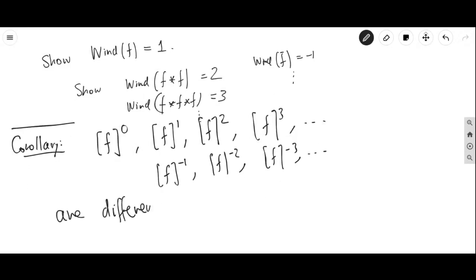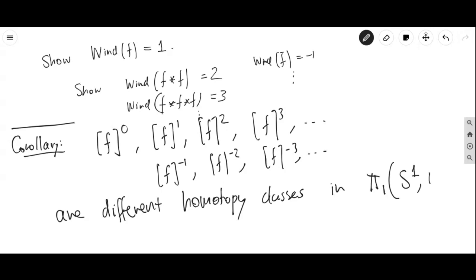So as a corollary, all of these are different homotopy classes in the fundamental group. They're all different homotopy classes. Okay, so that's a list of them. So it remains to show, right, they're all different. So you've just listed different homotopy classes. So for every integer, you have a different homotopy class, because their winding numbers are different. If they're different, they cannot possibly be homotopic to each other because the winding number is a homotopy invariant.